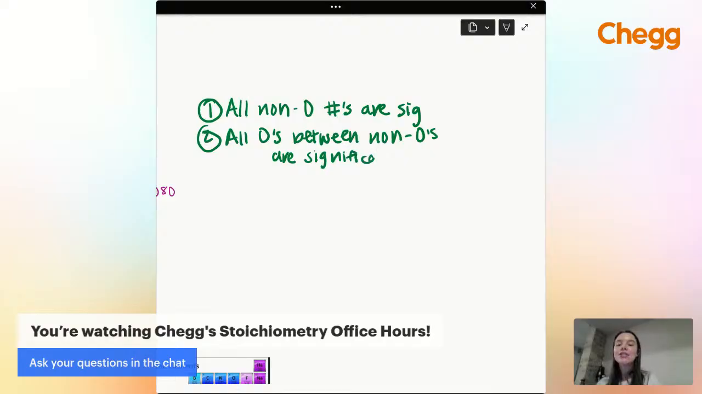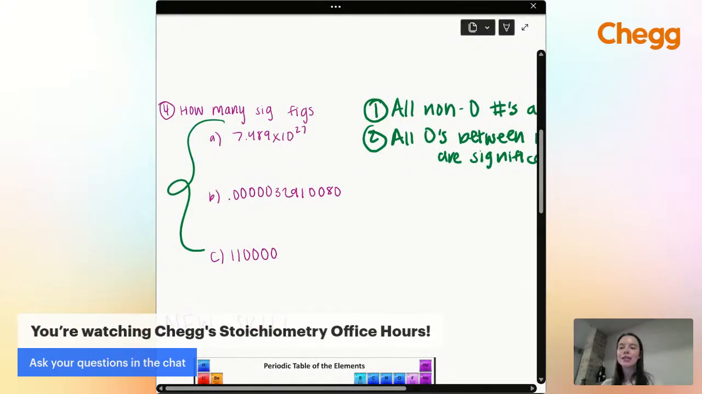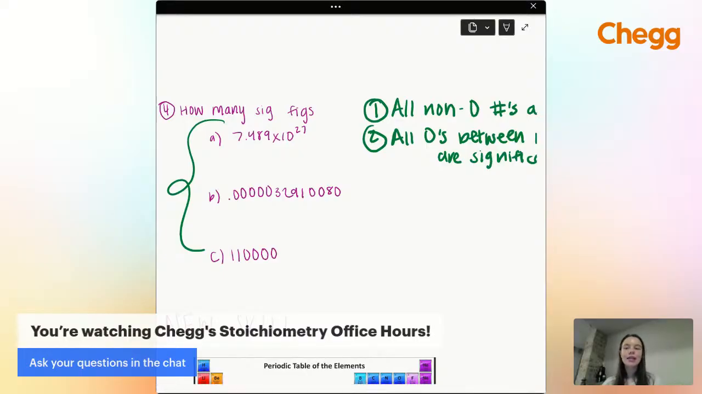Now, knowing these 2 rules, how many sig figs would we say is in 7.489 times 10 to the 27th? So I'm going to give y'all about 20 seconds. If this is something you're struggling on, this is a great question and something that you really need to know. So great job for asking these questions, but I also encourage you to participate. So if you know how many sig figs are in this first one, you've got 10 seconds to type it in the chat. We'll check everyone's learning and see if everyone is understanding. All right, we've got about 5 more seconds. How many sig figs are in 7.489 times 10 to the 27th?